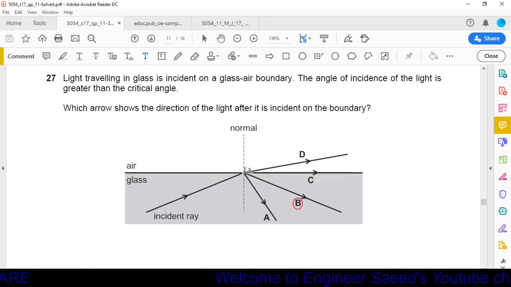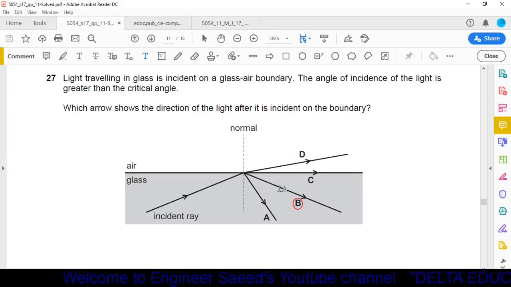Question number 27. Light traveling in glass is incident on a glass-air boundary. The angle of incidence of the light is greater than the critical angle. Which arrow shows the direction of the light after it is incident on the boundary? We have studied in the topic of total internal reflection that if the angle of incidence of light is greater than the critical angle, then the light is not refracted. It is reflected back in the same medium, obeying the laws of reflection.